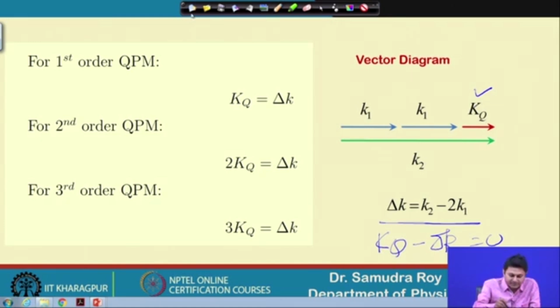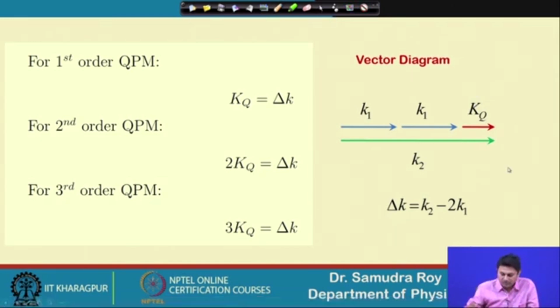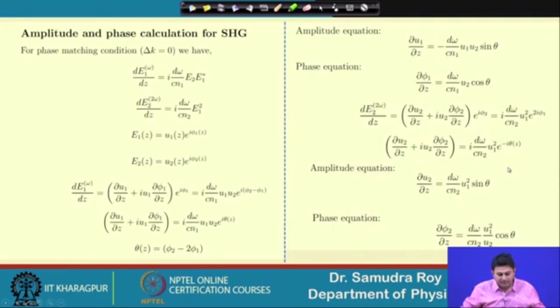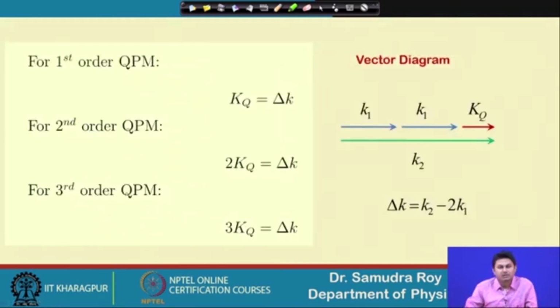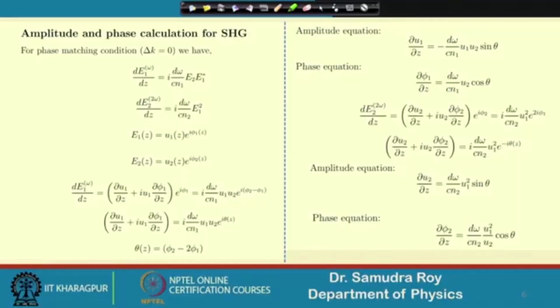So, this is the end of the study of quasi phase matching. Now we will start a new topic, which is the realistic calculation of second harmonic generation.